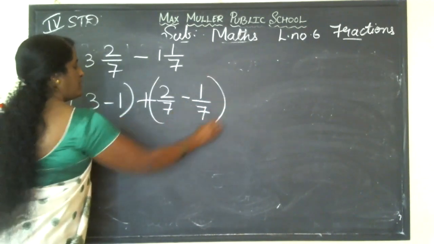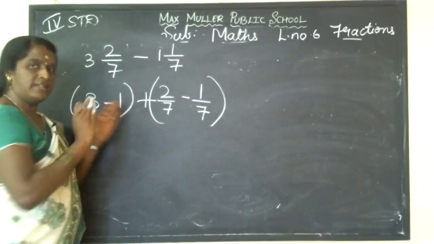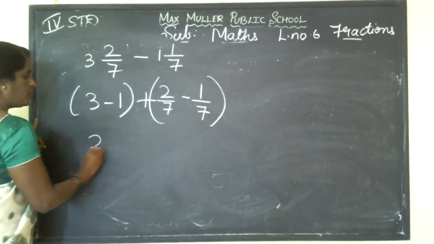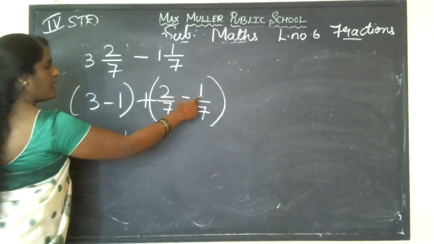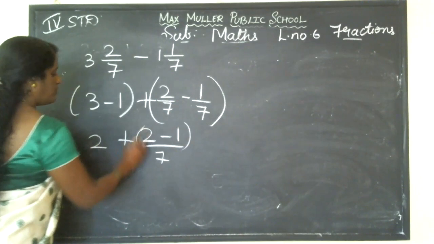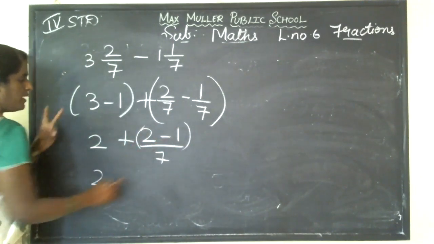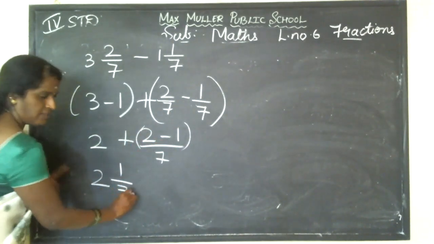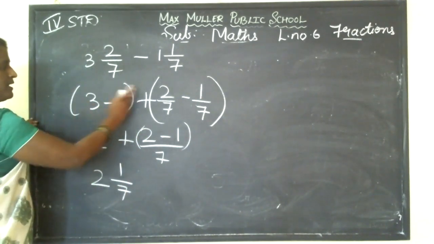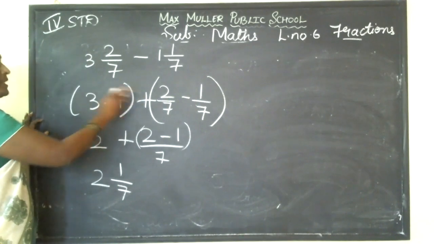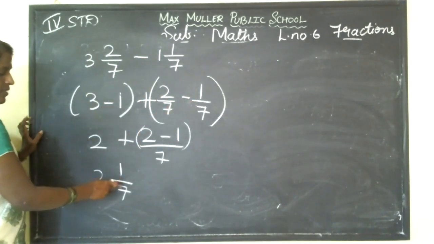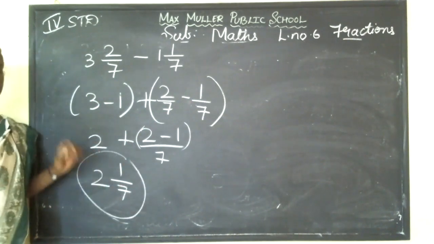Okay, children. When we do this method, we should write plus in the middle only. So 3 minus 1 is 2, plus 2 minus 1 by 7. How much is the answer? 2 minus 1 is 1 by 7. You got your answer. In subtraction, when you put a bracket, your plus symbol should be in the middle. So 3 minus 1, 2; 2 minus 1, 1. So you got the answer.